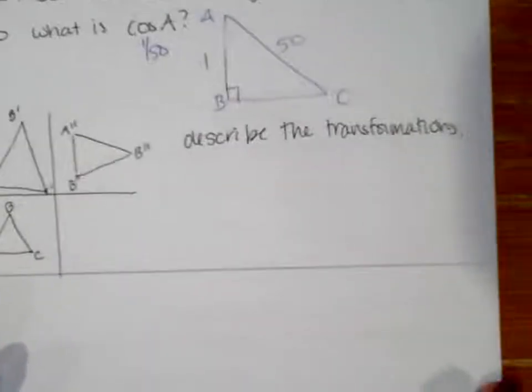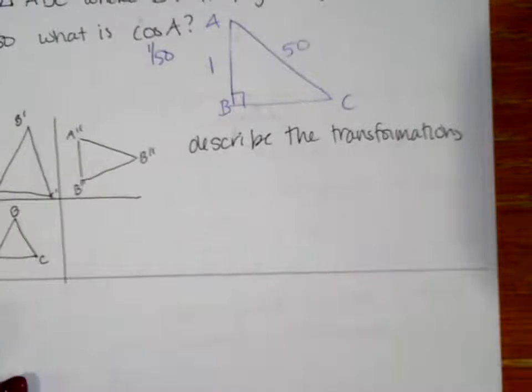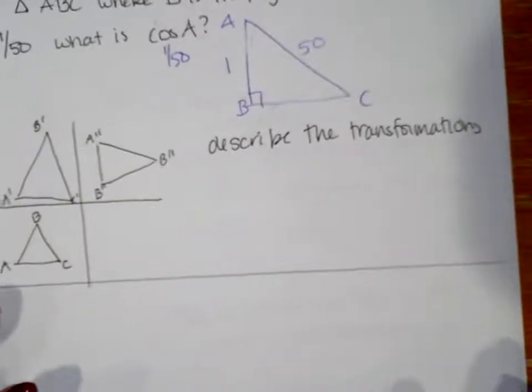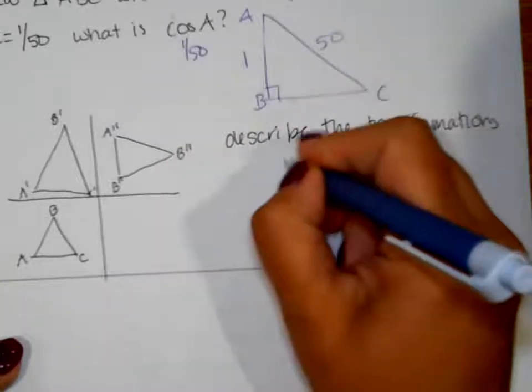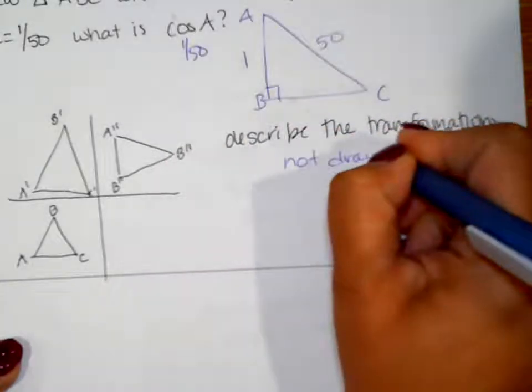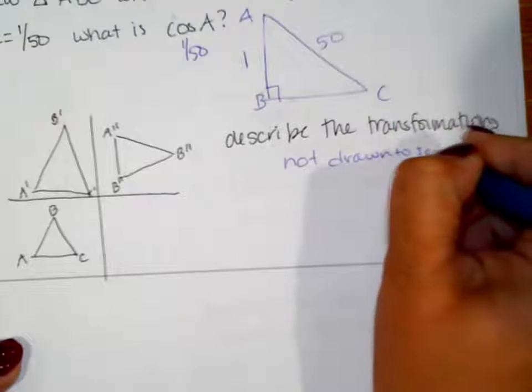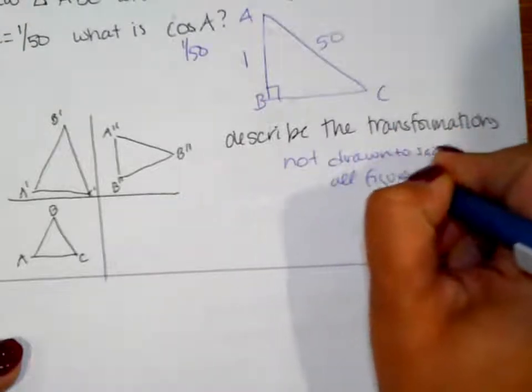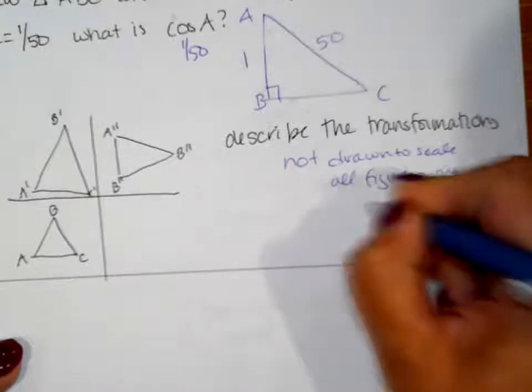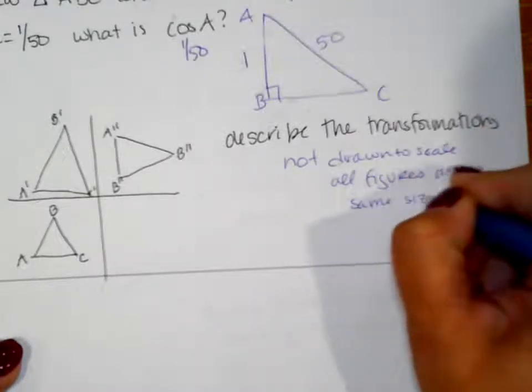And then this guy right here. If you guys were given this one and you're not in my class, I told them this is not drawn to scale. As you can tell, I just freehanded this. So not drawn to scale. I basically told them all the figures are the same size, even though they don't look it. But that's what happens when you freehand things.